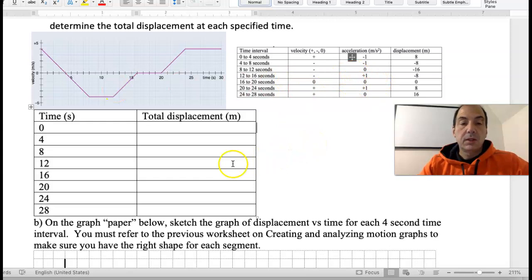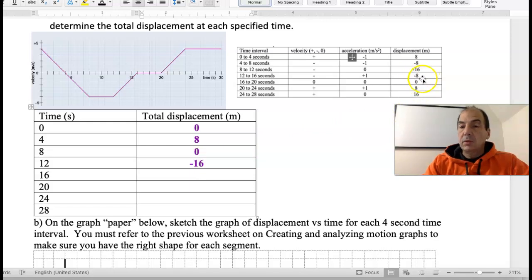Okay, so now we want to first find the total displacement. Okay, total means sum. We're just adding up. We're assuming it started at 0. Okay, so we'll just put that big fat 0 there to start. Then we know in the first 4 seconds it went 8 meters. So 0 plus 8 is 8. In the next 4, we know it went -8. Well, 8 and -8 is 0. In the next segment, it went -16, 0, and -16 is -16.